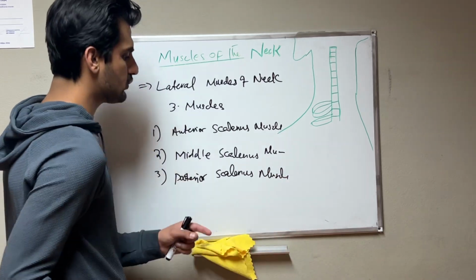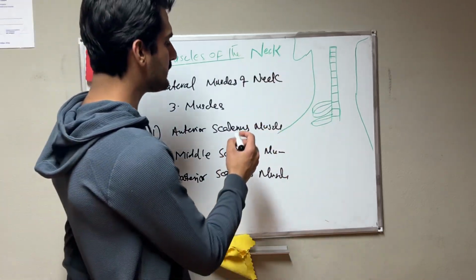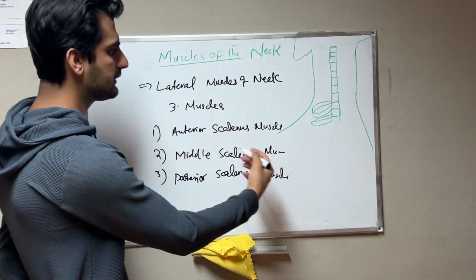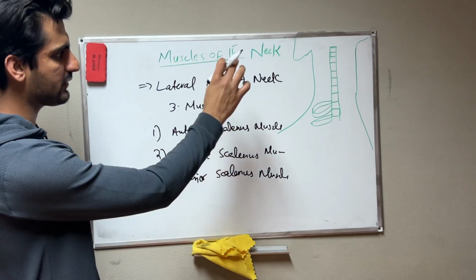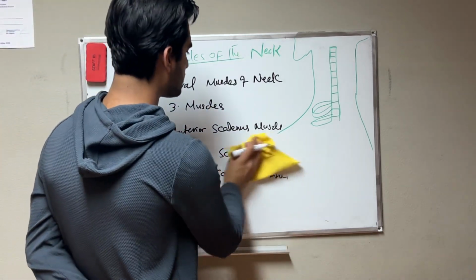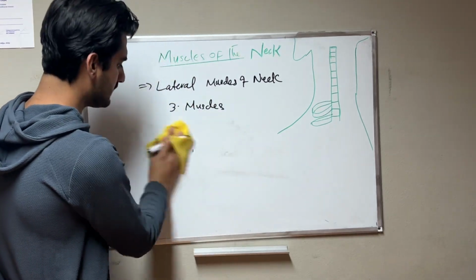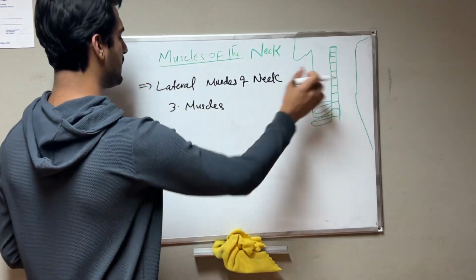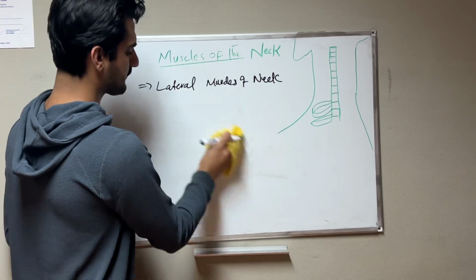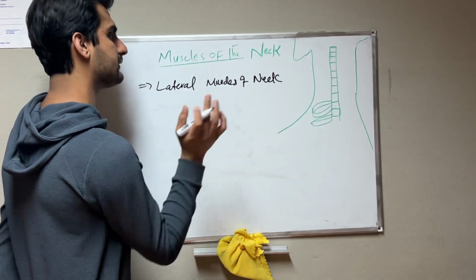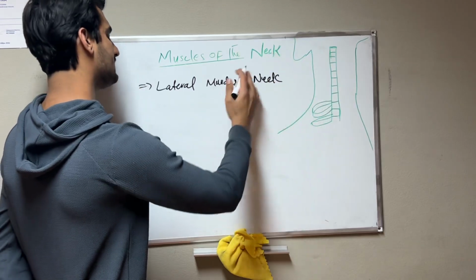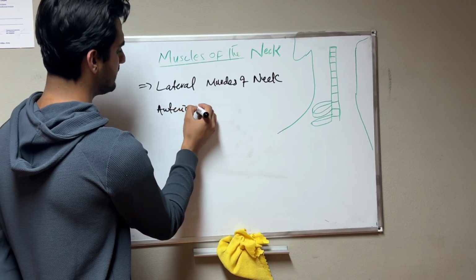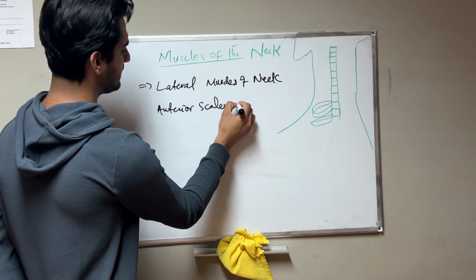Now I will show, this is the lateral view of the neck. We will discuss each muscle's origin and insertion, and I will show from where to where. Because these are the lateral muscles of the neck, I drew the diagram in lateral view. The first muscle is the anterior scalenus muscle. Anterior means the front side; it is lateral, but it is the frontal one of these three muscles.